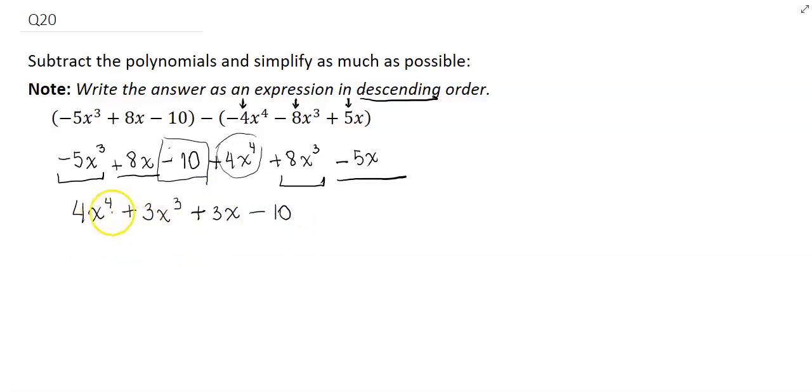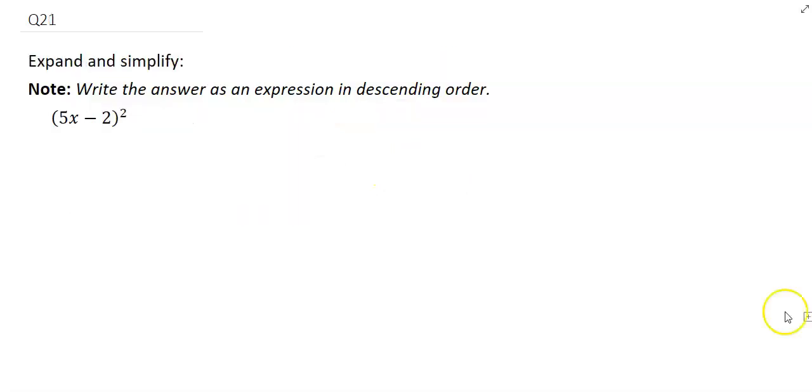Are they sure in descending order of degree? Yes, degree 4, degree 3, degree 1, degree 0. Okay, so let's write the answer as an expression in, again, descending order.